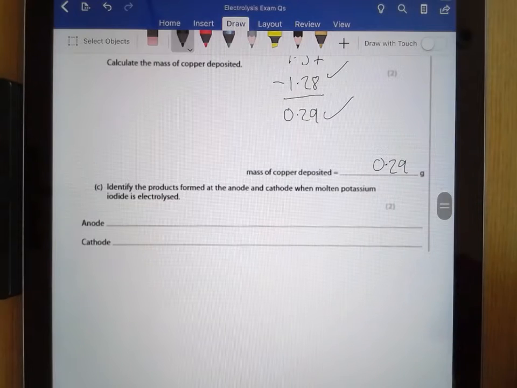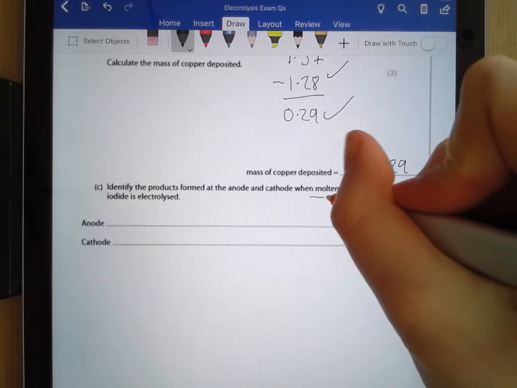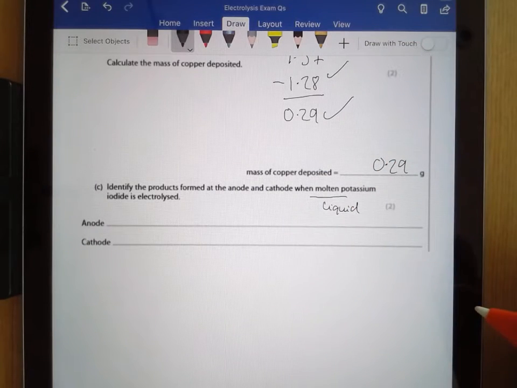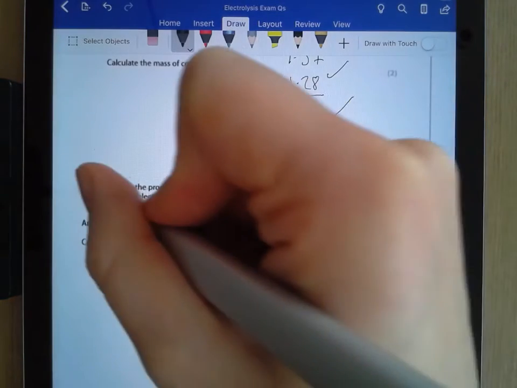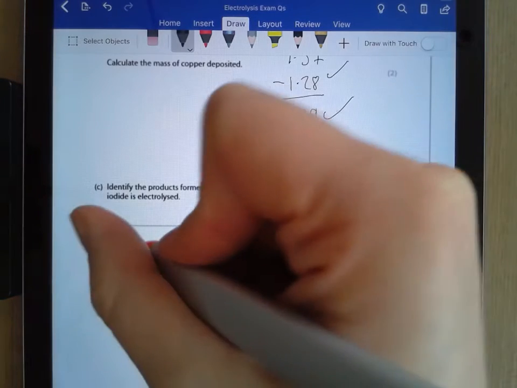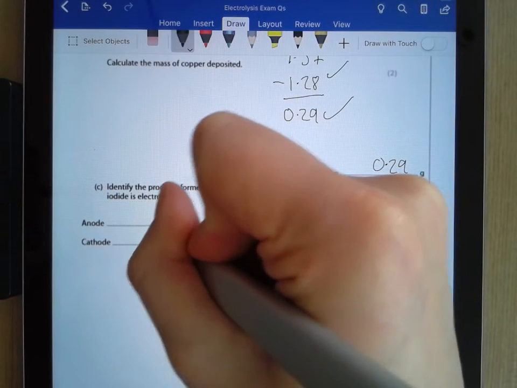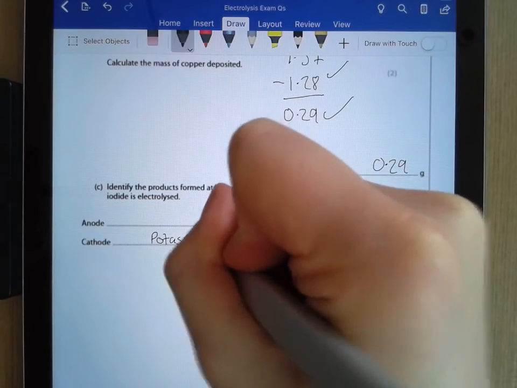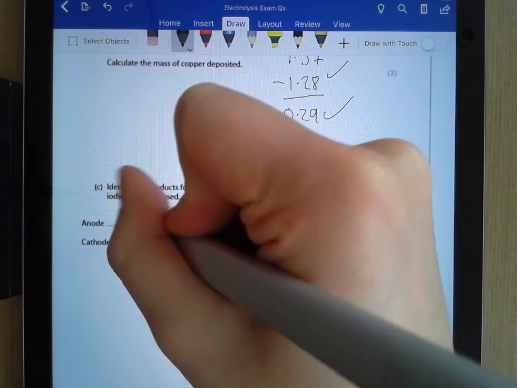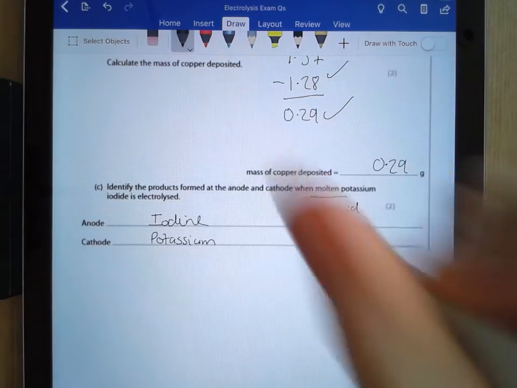Identify the products formed when the molten... So here I've got that word molten. Molten is the same as liquid, so there's no water present. All you've got present is potassium and iodide. Potassium, that's your metal. The metal always goes to the cathode. Remember, the metal's always the first word, and the first word goes to the cathode. Then you've got iodide, but I have to write it as it is on the periodic table, which is iodine.